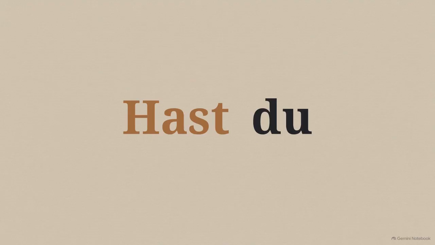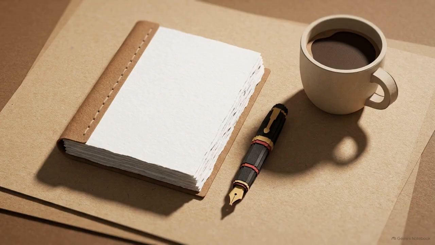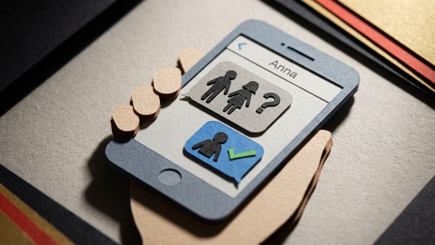Anna sends a text asking, Hast du ein Auto? Do you have a car? In German, to ask a direct question, you move the conjugated verb to the very beginning of the sentence. Hast du? Tom replies, Ja, ich habe ein Auto. Because this is a statement, the verb moves back to its standard position following the pronoun.